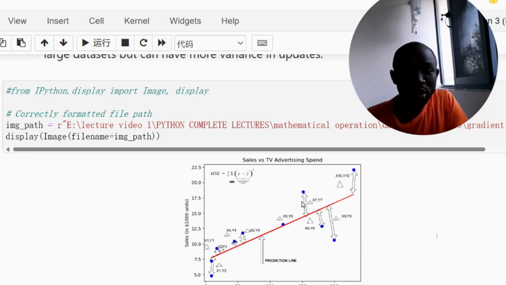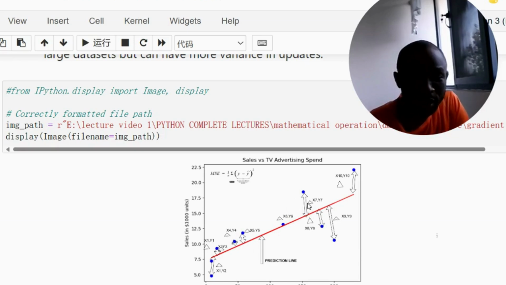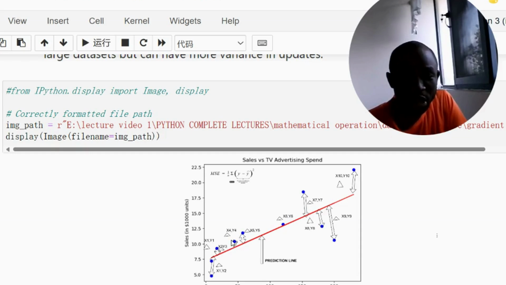So now the cost function, or the loss function, is the difference between this blue line and this red line. Let me repeat it. The loss function is the difference between the red line and the blue line. So that is the reason we are going to use some statistics formula in order to calculate it.